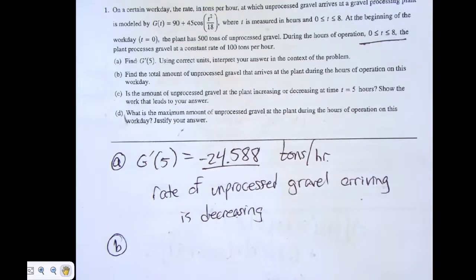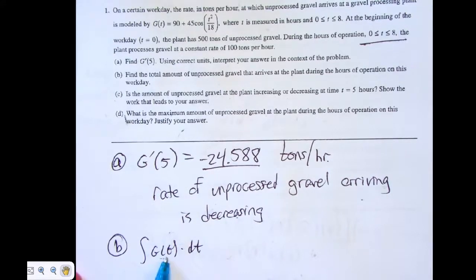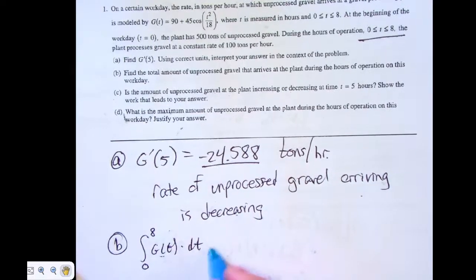G of T. So how do I go from rate to amount? Take the integral. So part B, I'm going to integrate G of T, because G of T is a rate. Just because it doesn't have a derivative, like a prime symbol next to it, doesn't mean it's not a rate. And I want to integrate that over the course of the 8 hours of the day. And then I just type that in my calculator.